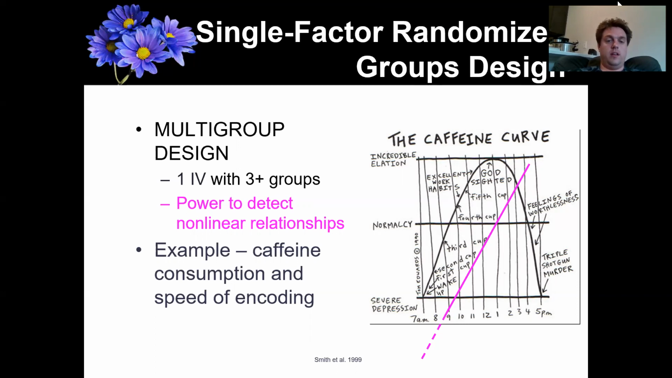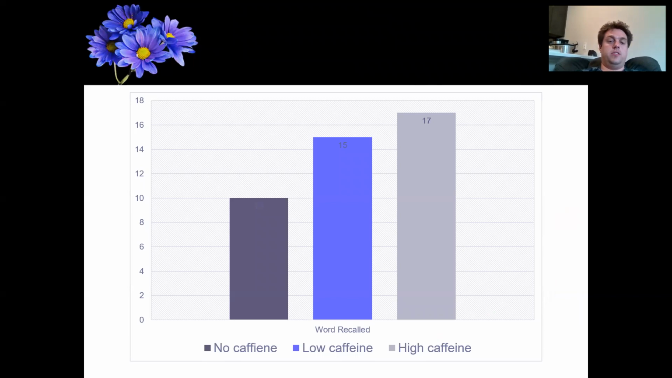So say I wanted to look at caffeine consumption and speed of encoding, how well you can remember something. Maybe I don't expect that a little bit of caffeine is going to have an effect, but a lot of caffeine will. Well, the simple way to look at that would be one independent variable, but that independent variable can have three conditions or three levels. So no caffeine, low caffeine, and high caffeine.